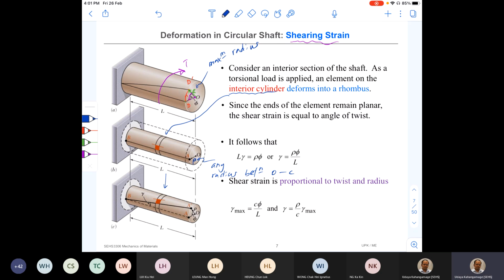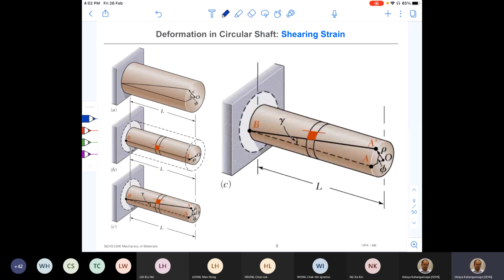So still at the end of the shaft, the angle of twist is phi, right? And now I just want to show you some more details. Therefore, I'm going to go to the next slide, and we'll come back to this slide later. Okay. So this is the same diagram, and I have drawn a bigger diagram just to show you a clear picture of what is happening here.